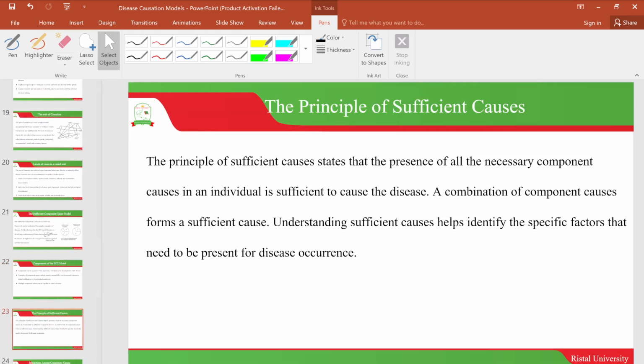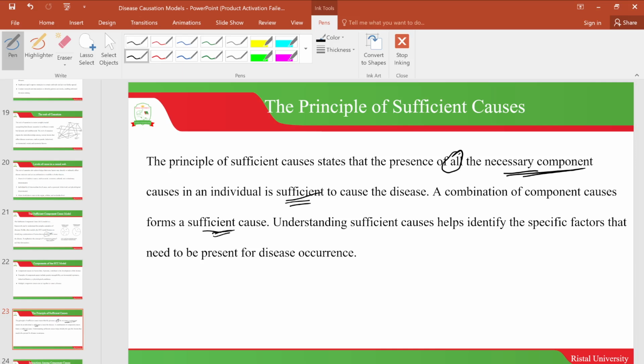But there is one underlying principle, which is that all these factors should be present for the disease to happen. All these necessary components should be there in sufficient levels for the disease to happen. So a combination of component causes forms what we call a sufficient cause.